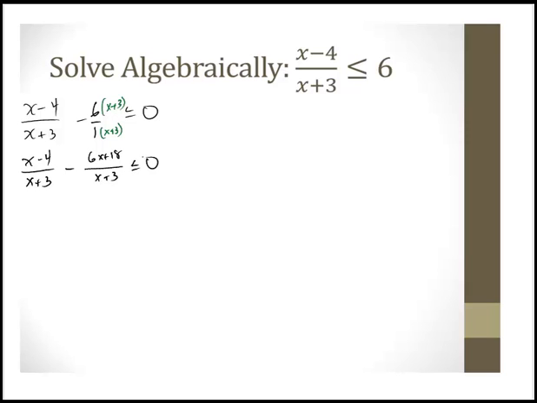Now subtracting, be careful here, remember when you subtract, you're subtracting that entire numerator. So I have x minus 6x, so that's a negative 5x, and now I have a negative 4 minus 18, that's a minus 22, over x plus 3 is less than or equal to 0.